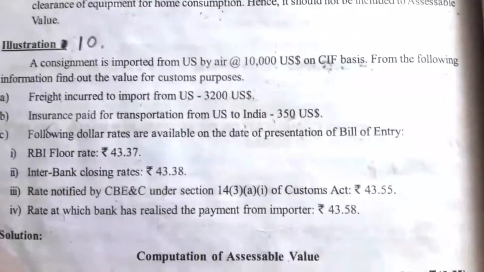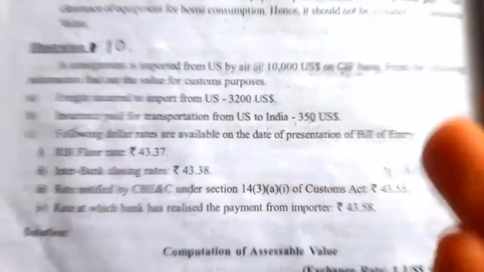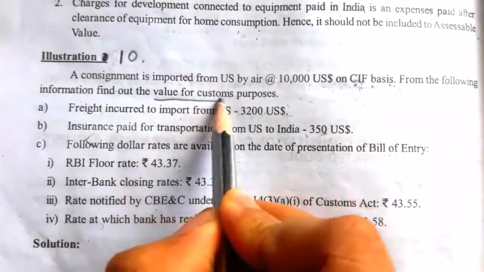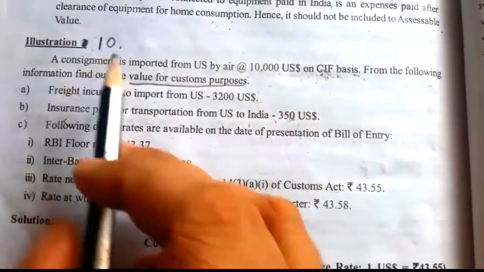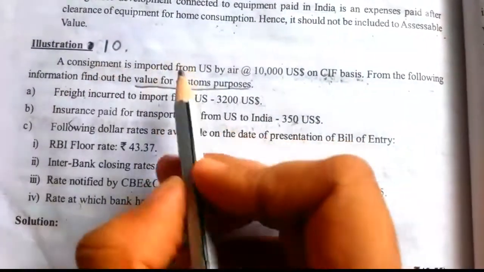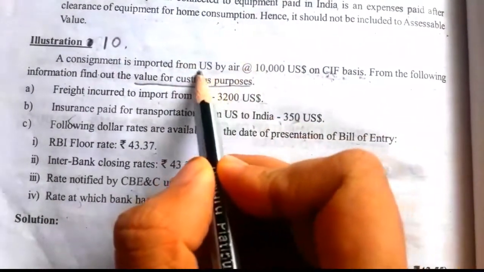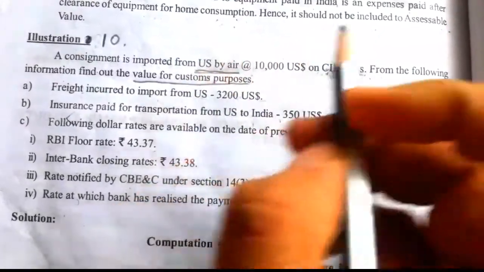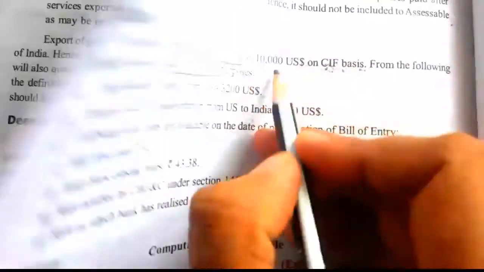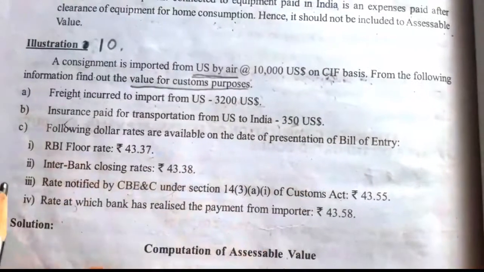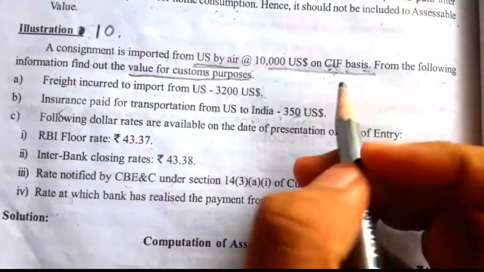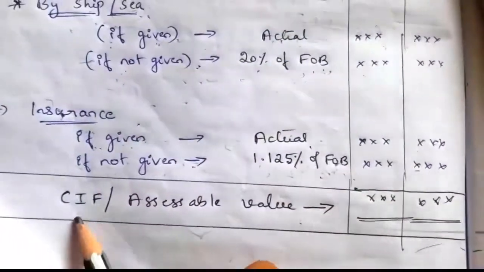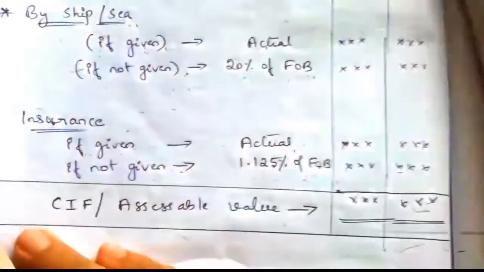So with this information we have to compute the value for customs purpose, which is nothing but the assessable value. We have to compute the assessable value here. See the illustration: a consignment is imported from US by air, so here the import is by air at 10,000 US dollar on CIF basis. In this illustration they have given the value on CIF basis. CIF means they have already given the CIF value, which is nothing but the assessable value.